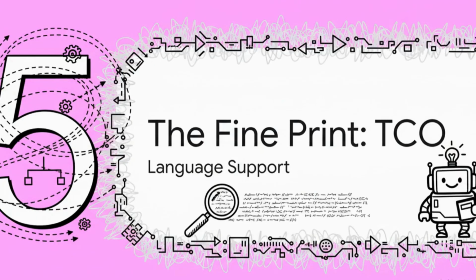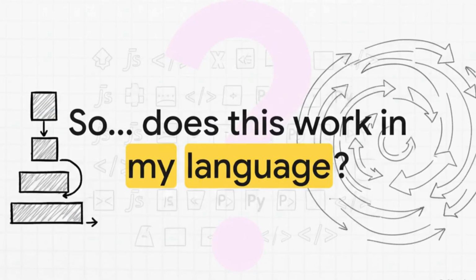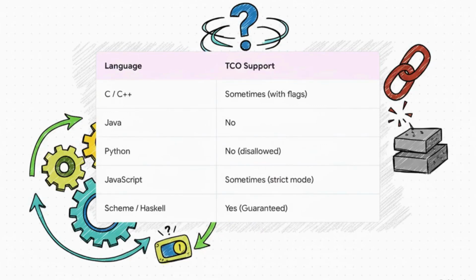Now, it's time for the critical reality check. All of this magic hinges on the compiler actually doing its job. So let's have a look at the fine print. This is the question every single developer watching this is probably asking right now. That's cool and all, but does my language actually support tail call optimization? And the answer is, it's complicated.